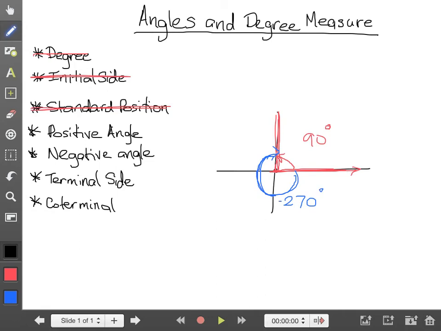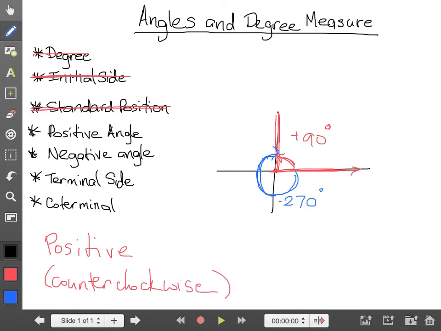Going counterclockwise, our angle is positive. So a positive angle is counterclockwise from its initial side. And a negative angle is clockwise from its initial side.